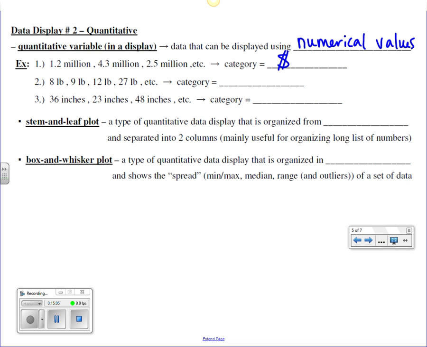All right, what about 8 pounds, 9 pounds, 12 pounds, 27 pounds? Weight. Okay. What about 36 inches, 23 inches, 48 inches? Length.